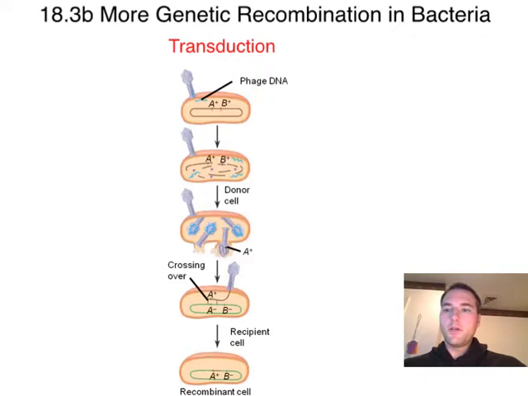So here's your video, the second video for section 18.3 on genetic recombination in bacteria. And this time our source of genetic recombination is going to be something called transduction. And in transduction, what is happening here is we're going to have a virus aiding in the carrying of some genetic information from one cell to another cell. Okay, transduction uses a virus.